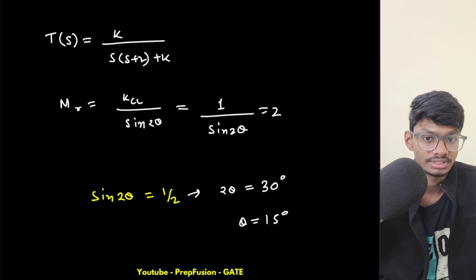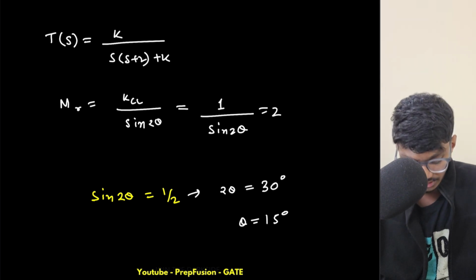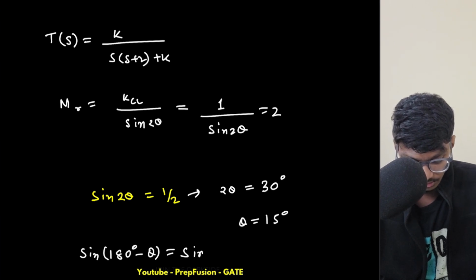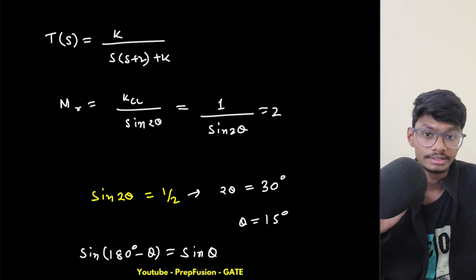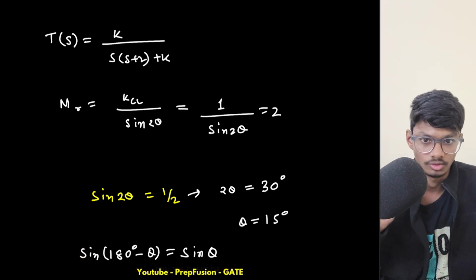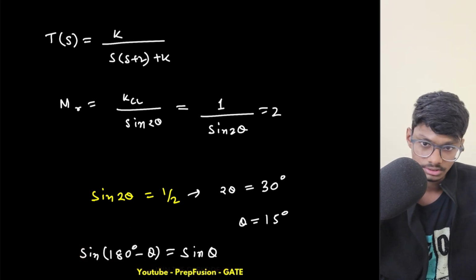What was another thing about sine theta? Another thing about sine theta was sine of 180 minus theta equals sine theta. So this is the relation of sine theta. If you remember, recall it correctly. Sine 180 minus theta is sine theta itself.